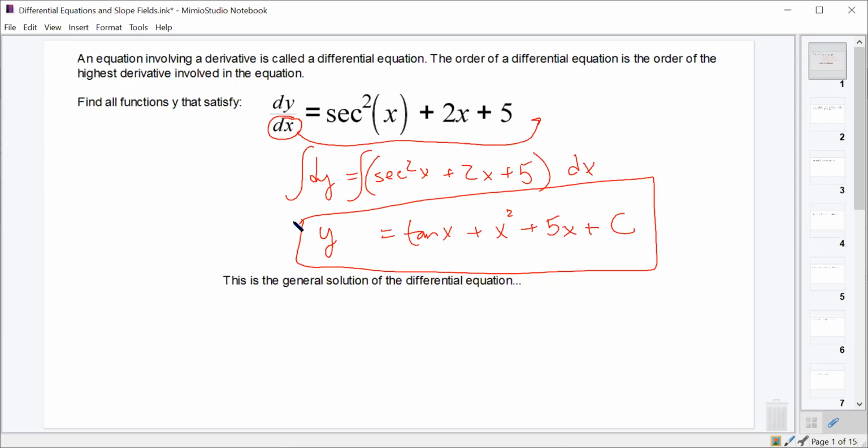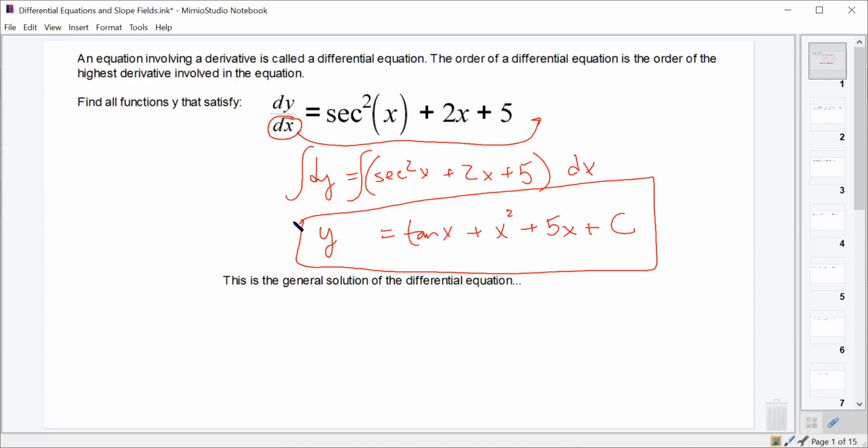And what's going to be different is when we move to the next page and I say, all right, we're no longer looking for the general solution. We are looking for a specific solution to this differential equation that satisfies some initial condition. So I'm going to tell you, okay, I need x to equal 1 and y to equal 3.